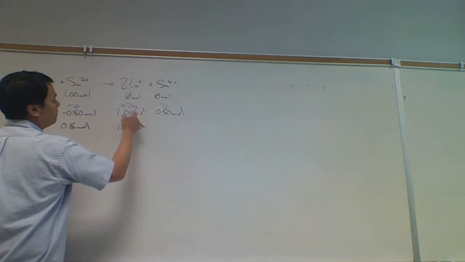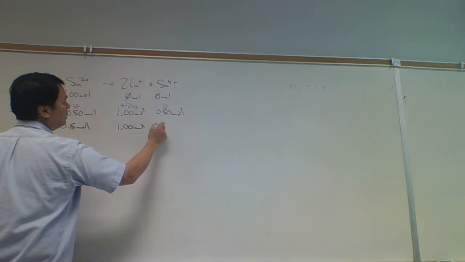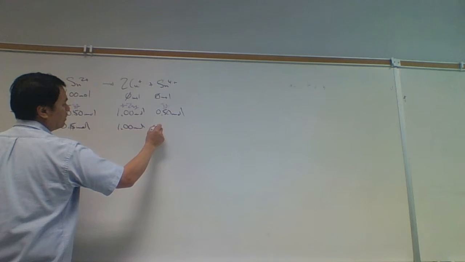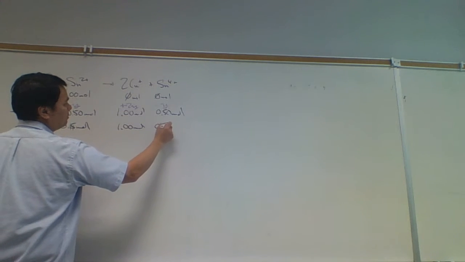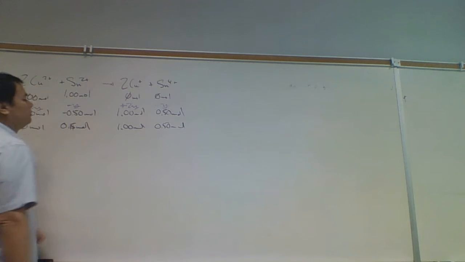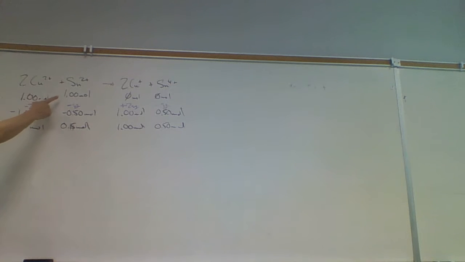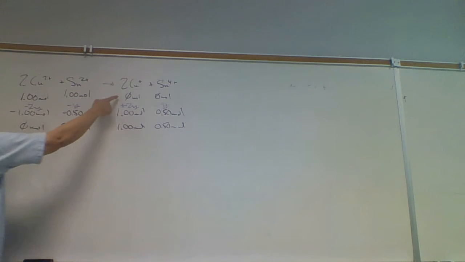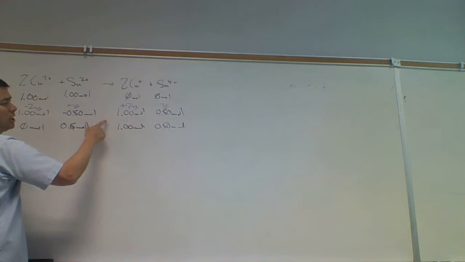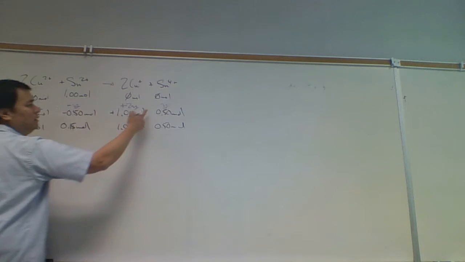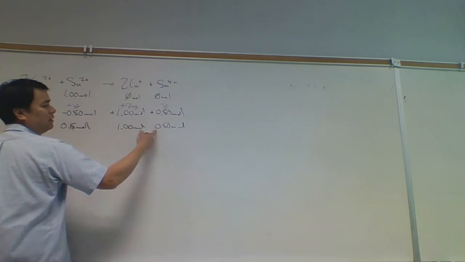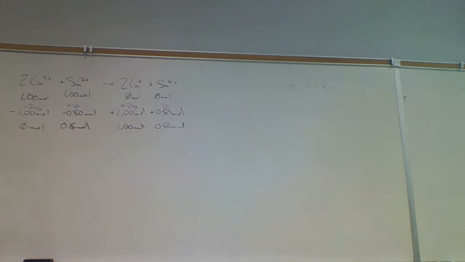and then I'm going to end up with 1.00 moles of copper(I) and 0.50 moles of tin(IV). And so I just do this. 1 minus 1 equals 0. 1 minus 0.5 equals 0.5. 0 plus 1, because this is the change, so this is plus 1. 0 plus 0.5. And that's where I get those values, because I see how the stoichiometry changes from the initial condition.